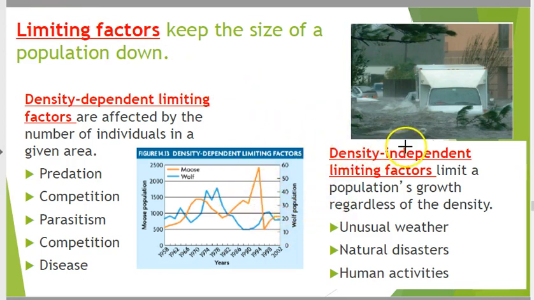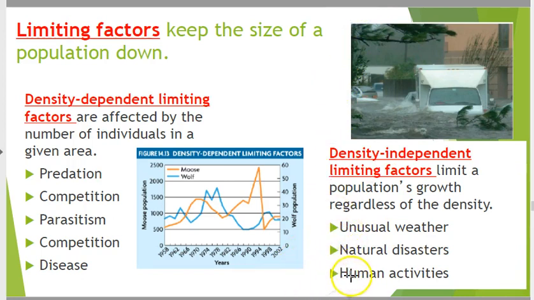So density independent factors limit a population's growth regardless of density. Weather can do that. When the hurricane comes through, does it change things? Does it change the environment? Can the same organisms survive there that they did before? If a tornado comes through, tears out all the trees in a 1 mile width, is a bird going to be able to live there anymore? All right, so that changes what's there.